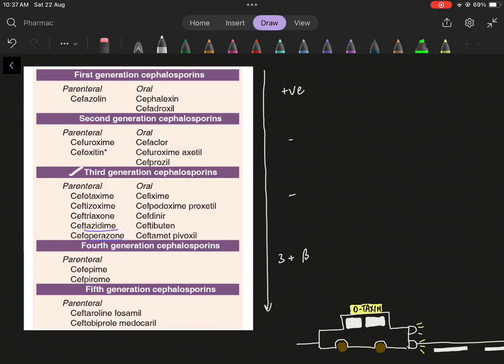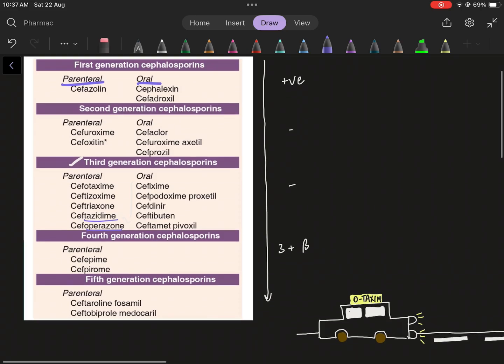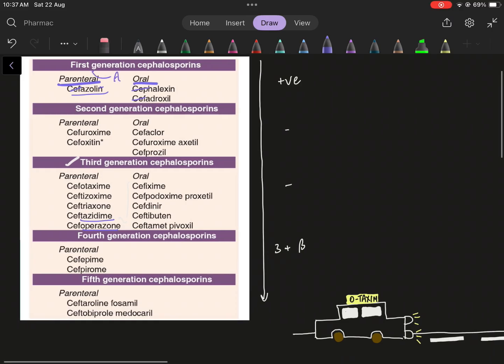First generation cephalosporins are active against gram-positive organisms. Gram-negative as well, sure, but mainly gram-positive. So this is our awesome table from KD Tripathi, where the drugs are given as parenteral and oral, and we will be learning it quite the same way, okay? Cefazolin, but we don't say ceph, remember? So we just go azolin, alexin, adroxyl. So first generation, first is A for apple. So all these drugs go like azolin, alexin, adroxyl, okay? And these are active against gram-positive.